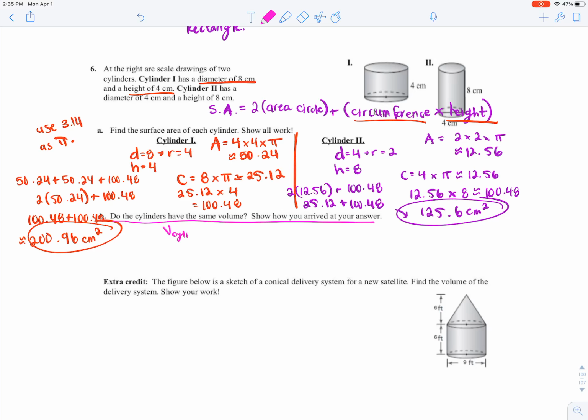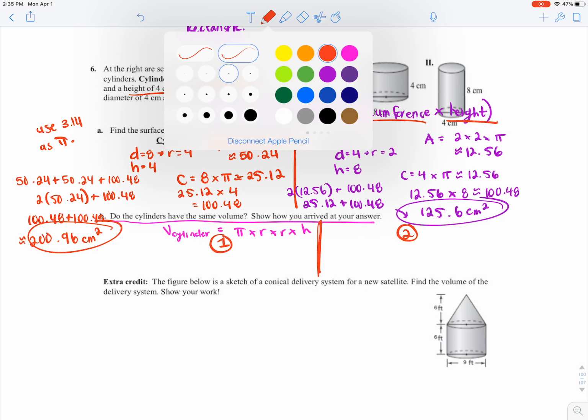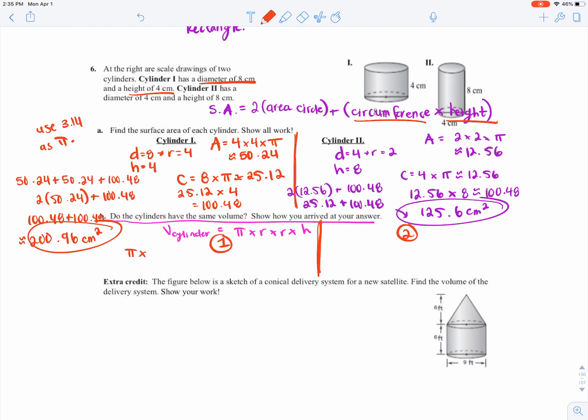So remember, the volume of our cylinder, which we came up with in class, you're going to take pi, multiply it by your radius, times your radius, and then times the height of your cylinder. Okay, so let's see, I should split this down the middle again. That way I have cylinder 1 on the left side and cylinder 2 on the right side. All right, so I have pi times my radius, which is 4, times my radius, which is 4, and then times my height, which is also 4. So let's see what this equals.